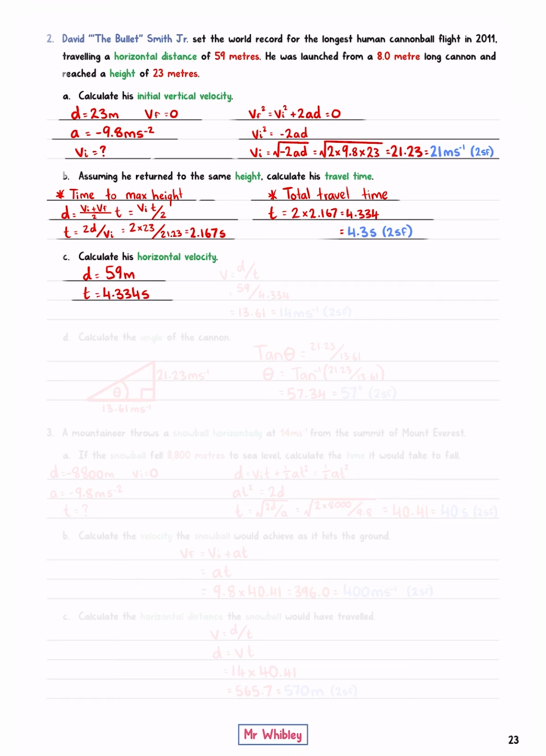Because he's not accelerating horizontally, we can just use the simple velocity equation here. Putting our numbers in gives me 13.61 or 14 meters per second to two significant figures. Calculate the angle of the cannon.